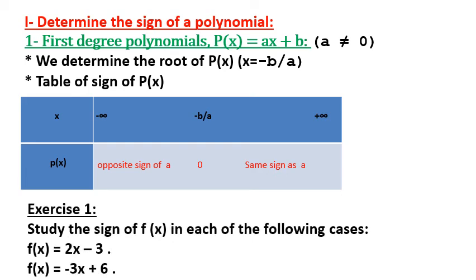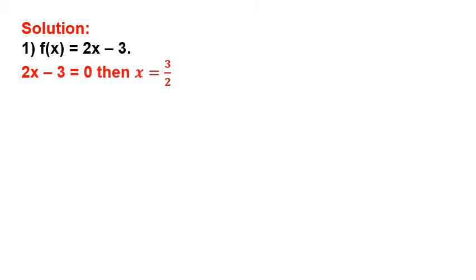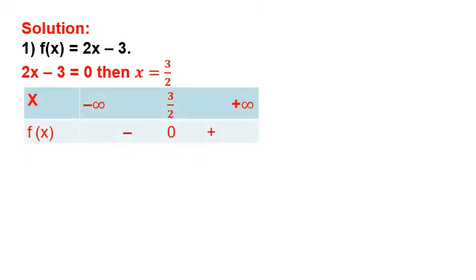Example 1, study the sign of f in each of the following cases. Part 1, f of x equals 2x minus 3. First, we calculate the root of f of x. We solve f of x equal to 0, then x equals 3 over 2. Then draw the table of sign of f.